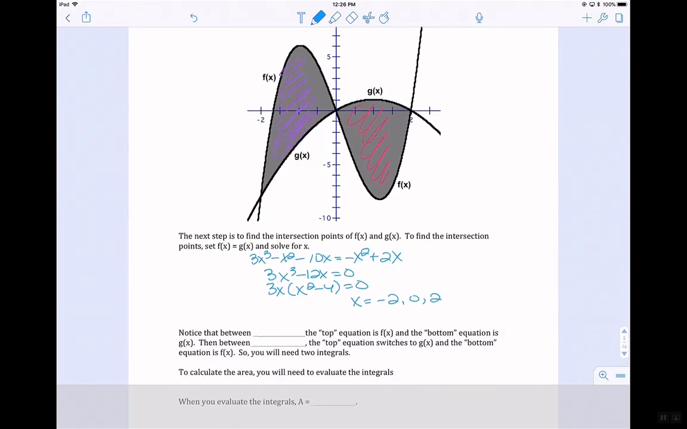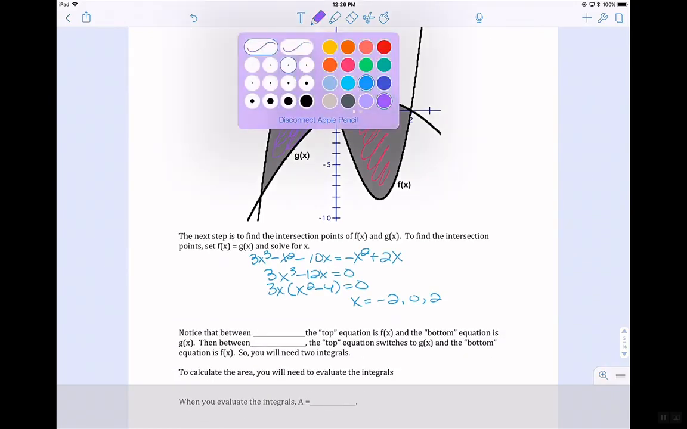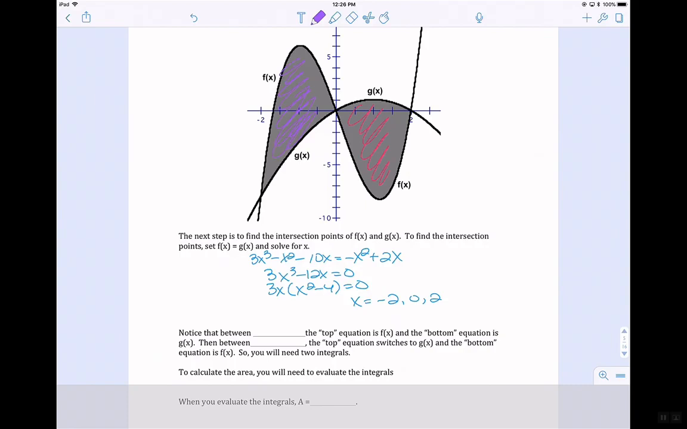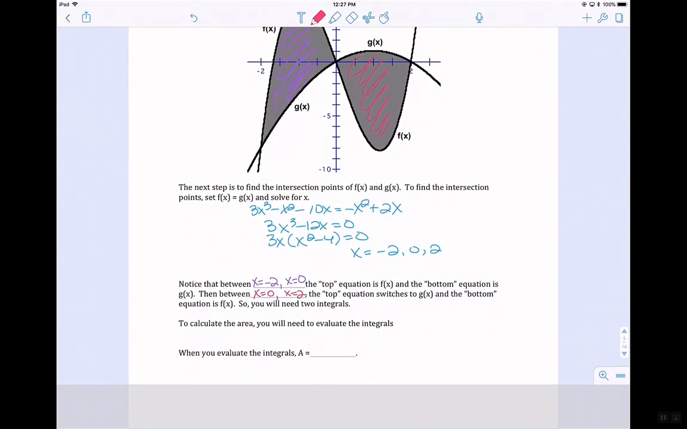Okay, so again, notice on the left-hand side, my f of x is on top, and then my g of x is on the bottom. And that is between x equals negative 2 and x equals 0. And then it switches, and between x equals 0 and x equals positive 2, my g of x goes on top, and my bottom equation goes to f of x. Okay, so I will need two different integrals.